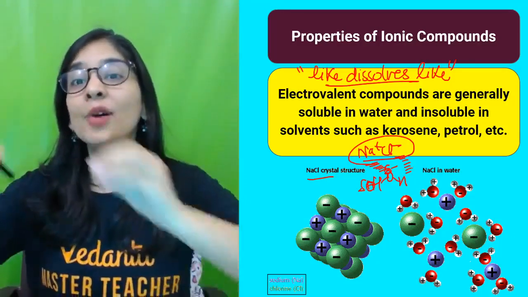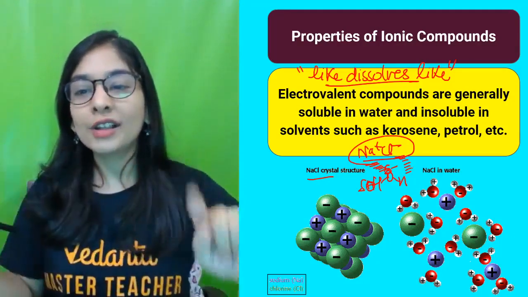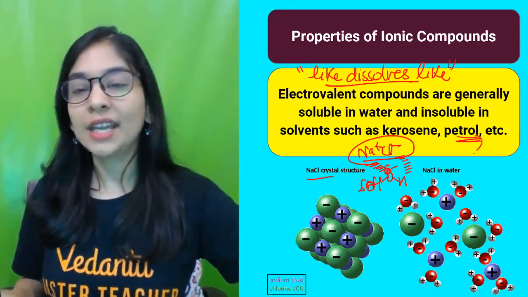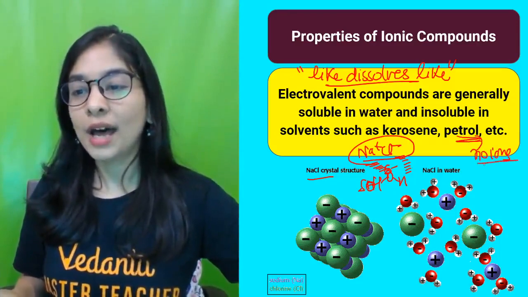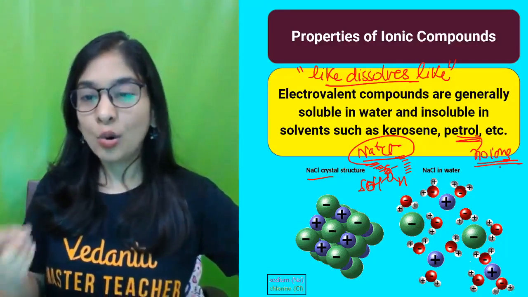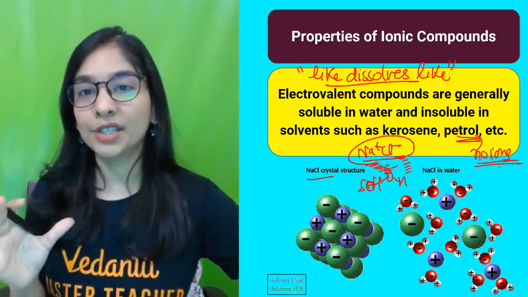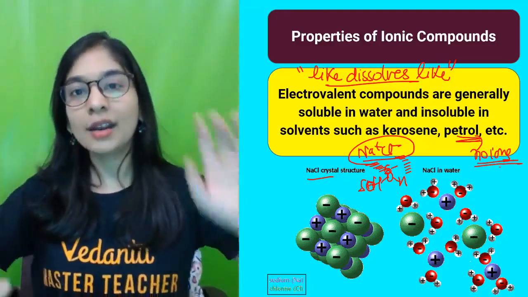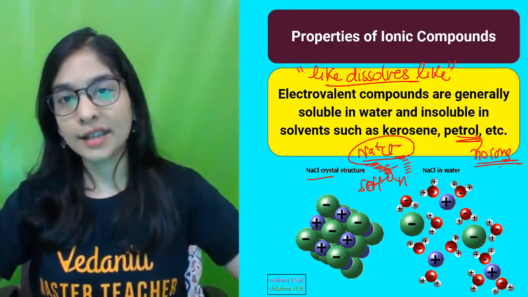So ionic compounds are water soluble, but not at all soluble in kerosene and petrol, because they do not have any ions, not even a slight charge. So they are not going to dissolve in them. This point is pretty much clear. My ionic compounds are water soluble.